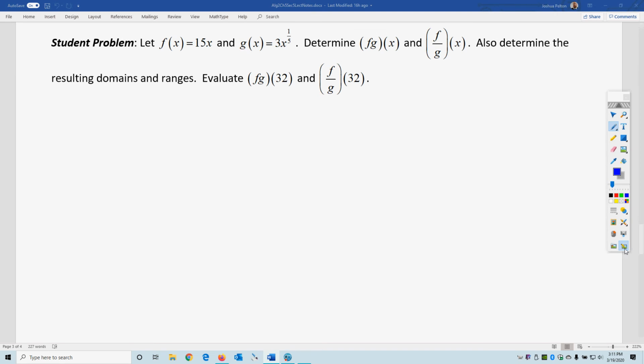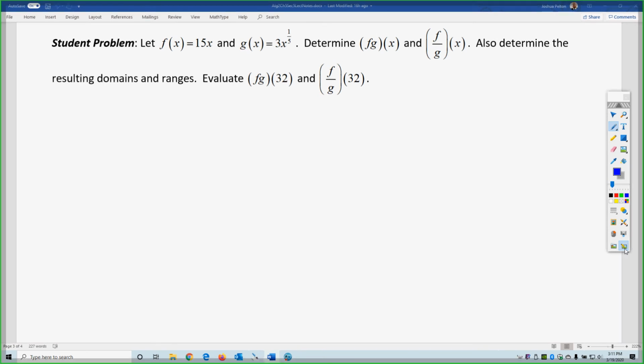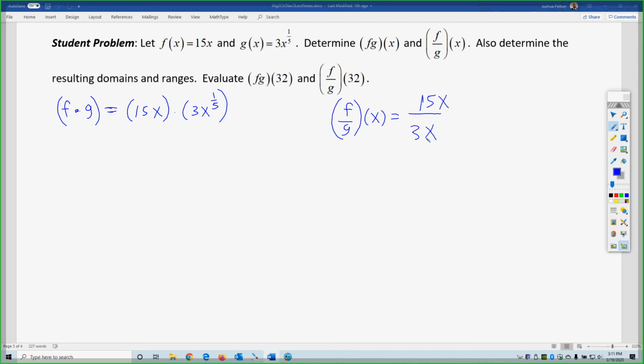Alright, so for the student problem, we have to do multiplication and division. So we'll do f times g here. Okay, so we have 15x times 3x to the 1/5. And over here we'll do the division, which is f divided by g of x, which is 15x over 3x to the 1/5. Okay, so product rule of exponents, we have to add.